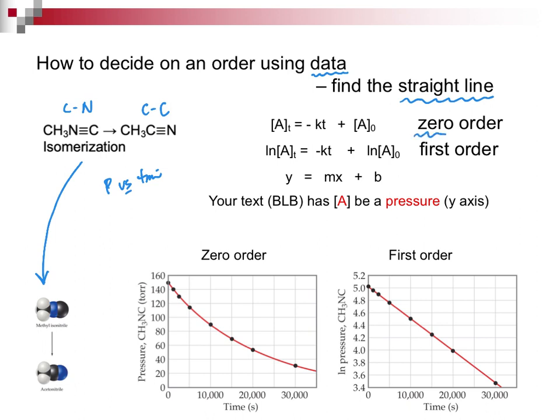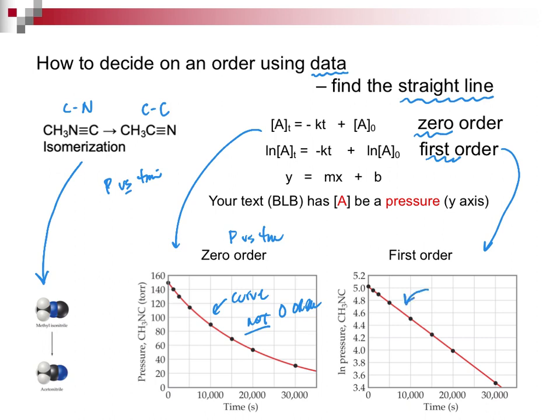So I wrote down the zero order, I wrote down the first order, and I plotted the data according to those integrated rate laws. The zero order is pressure versus time, and as you can see, it is a curve. So it is not zero order. We know that. If I look at the second set of data, I see this very, very nice straight line where its slope will be minus the rate constant.